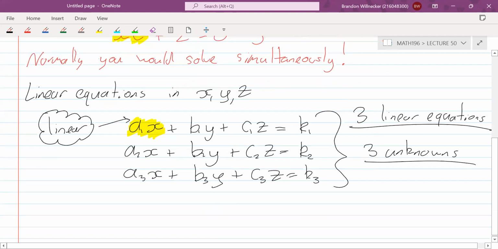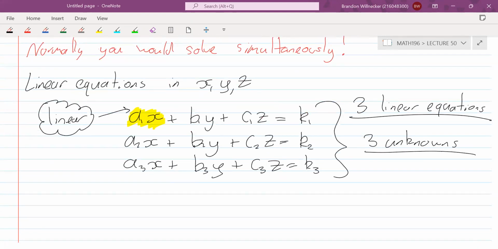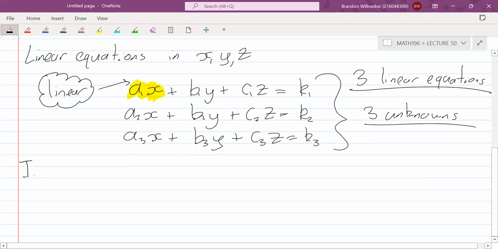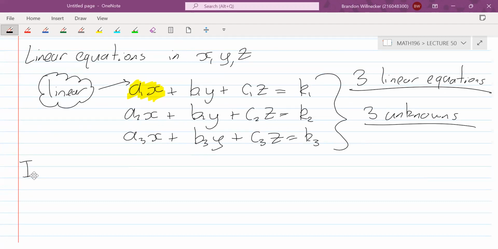Now again, you could solve this using simultaneous equations. So equation 1, you would solve for x, substitute it into equation 2, and then use equation 2 and 3 to solve simultaneously for like y and z. But that's a bit complicated to do, because you have to keep track of what you're substituting into what. So we're going to be learning a new technique to solve these that is much easier. Instead of simultaneous equations, we're going to come up with a new technique.